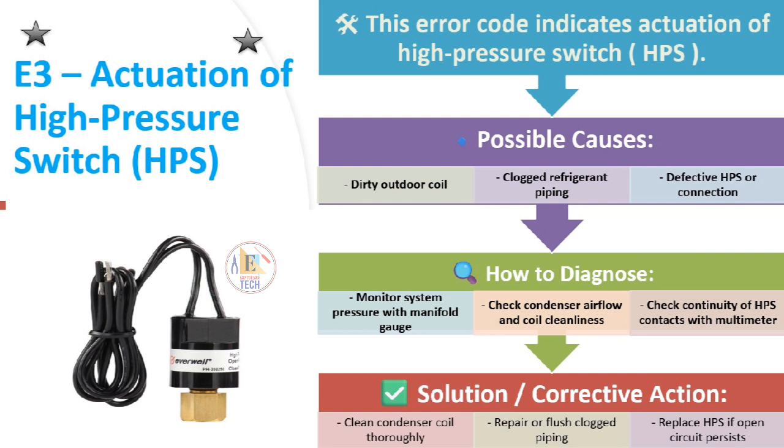Corrective action includes thorough cleaning of the condenser coil, repairing or flushing clogged piping, and replacing the high-pressure switch if the open circuit condition persists. Connectors should be cleaned and dried, and communication line continuity must be verified.